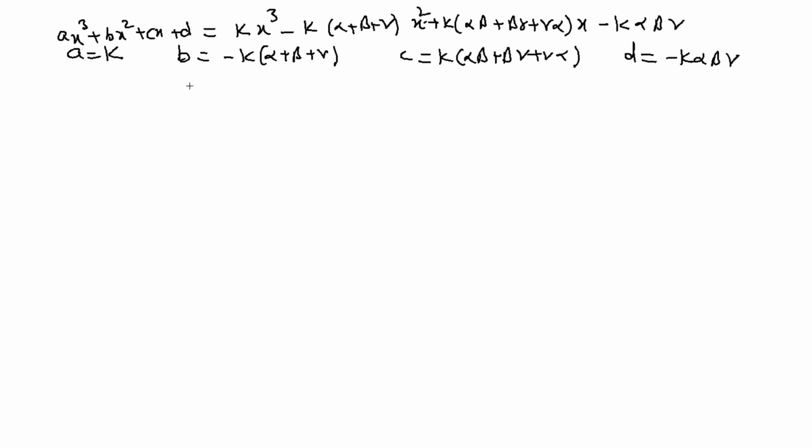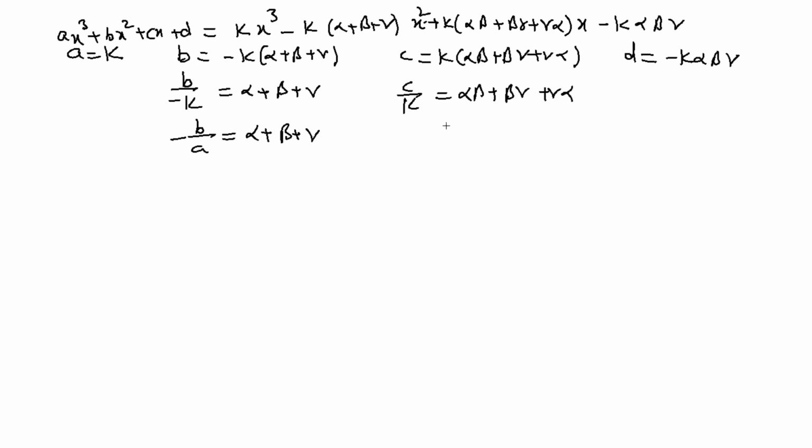So write minus b upon k is equal to alpha plus beta plus gamma, and instead of k write a. So I'll have minus b upon a is equal to alpha plus beta plus gamma. Similarly, c upon k is equal to alpha beta plus beta gamma plus gamma alpha. Instead of k write a, so you will have c by a is equal to alpha beta plus beta gamma plus gamma alpha. Similarly, d upon minus k is equal to alpha beta gamma, and this is minus d upon a is equal to alpha beta gamma.